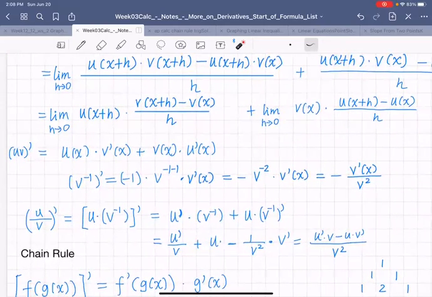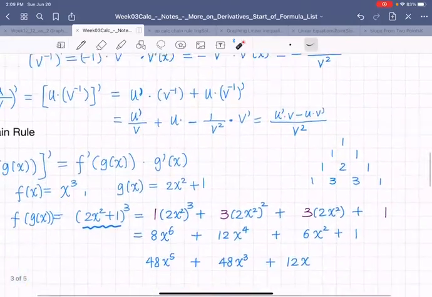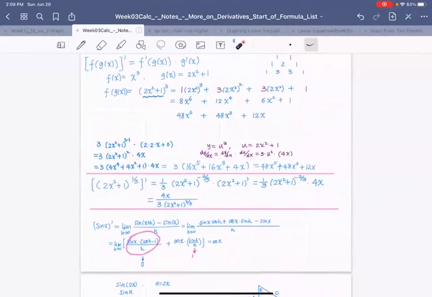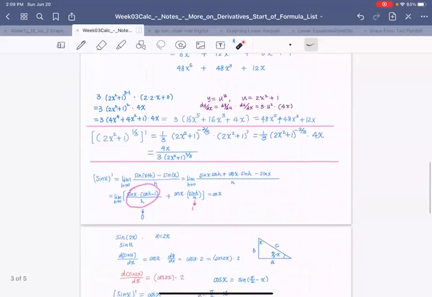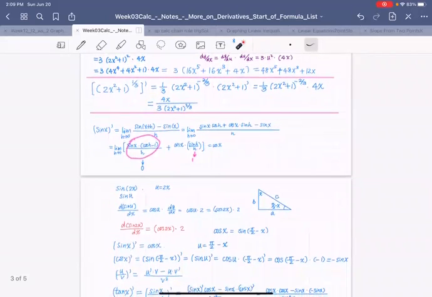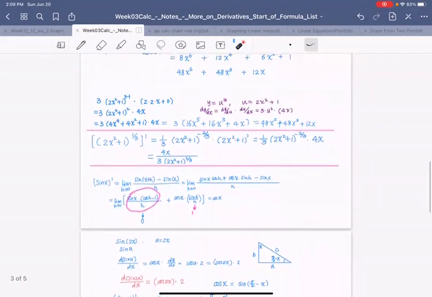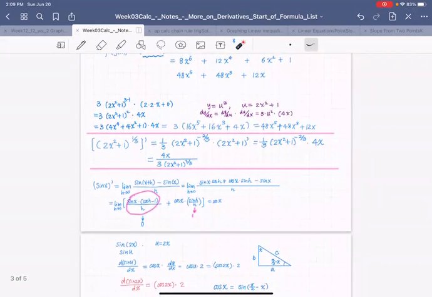Wait, teacher, can you scroll down a bit to the problem which is in the brackets, 2x squared plus 1 to the power of 1/3? Yeah. Okay, I'm good now. Thank you.